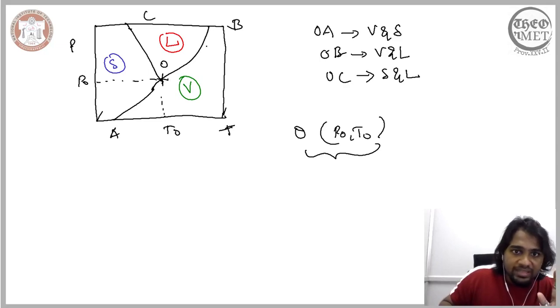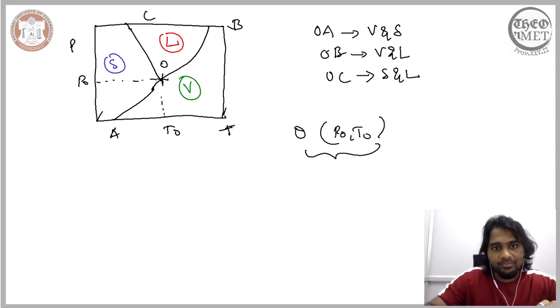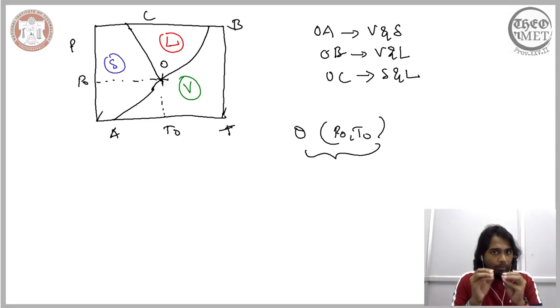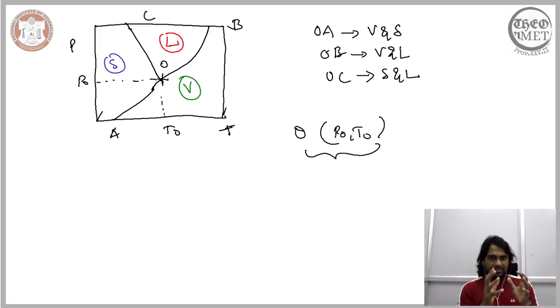So along these lines, two phases are in equilibrium with each other, and at the triple point O, all three phases are in equilibrium with each other. So we have a phase diagram. The phase diagram helps us understand which phase is stable for a given combination of pressure and temperature, again for a unary material.